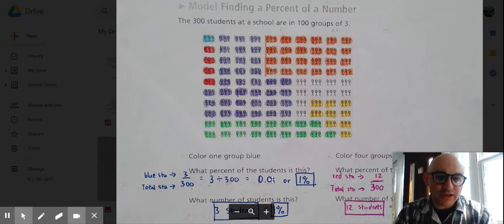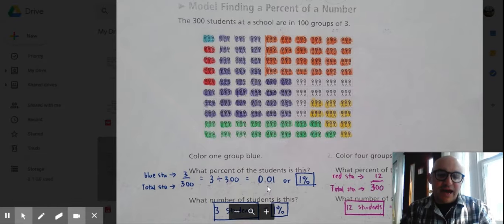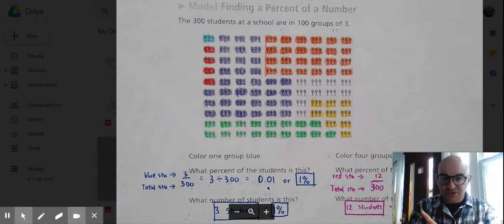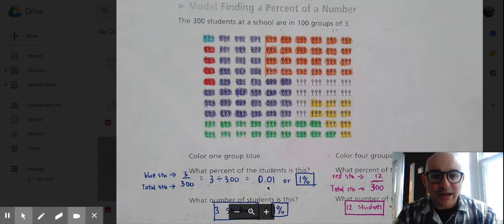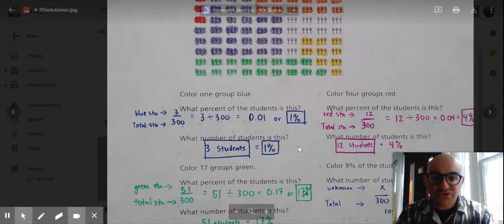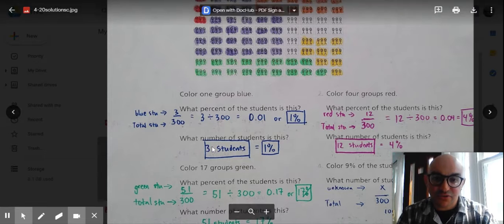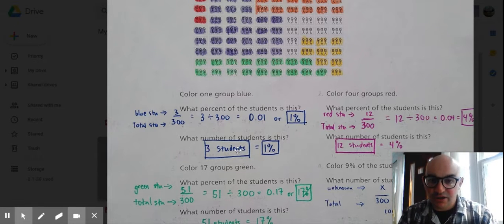So remember that previous page from the first video, we're converting decimals into percentages and back and forth. One way, here's a percentage, call it a decimal, here's a decimal, call it a percentage. We were doing that process, and so that tells me 0.01 is 1%. Coming down on the page a little bit, it says, what number of students is this? Well, I already figured that out. It's 3 students, so it's 1%. No big deal here.